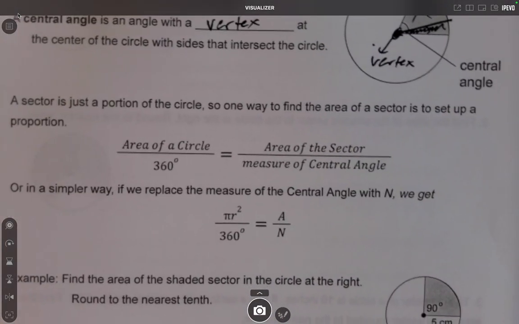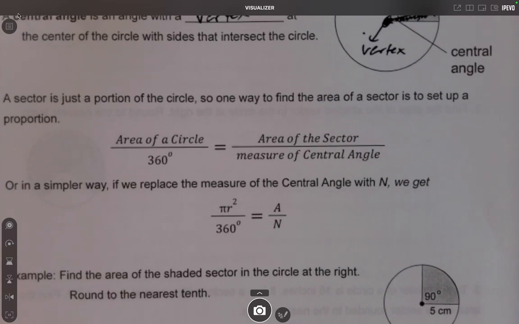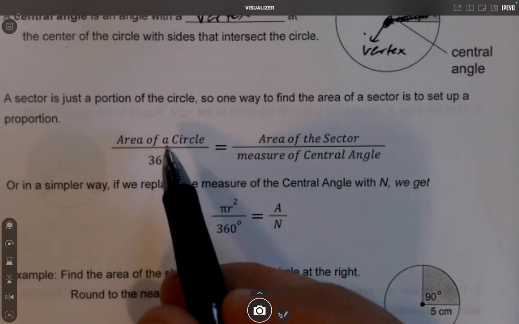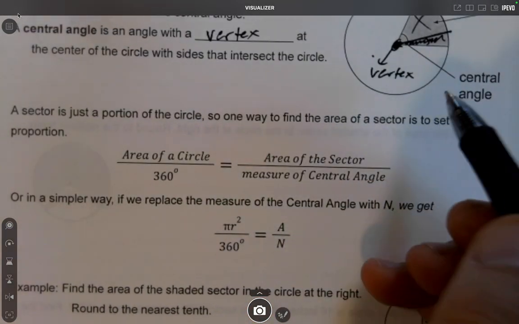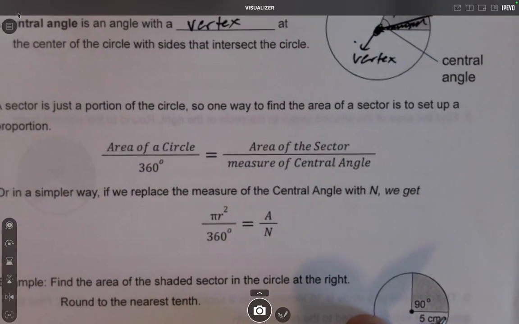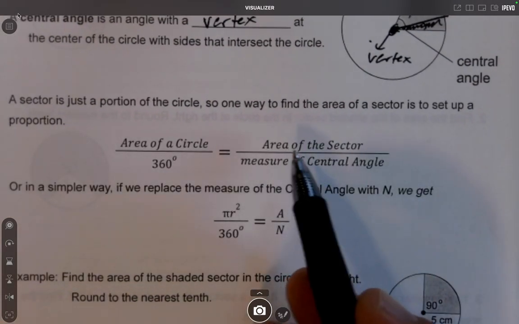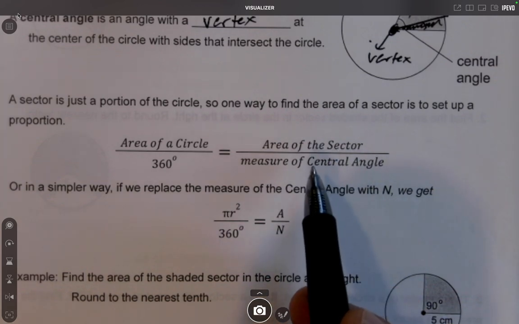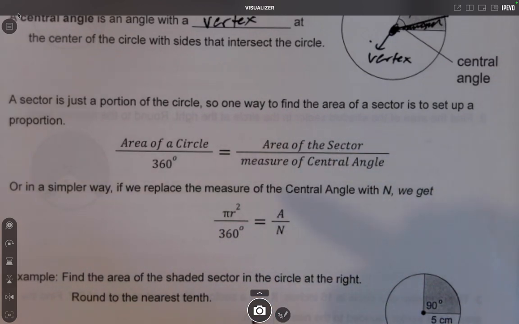So one way we can find the area of a sector is to set up a proportion. We already know how to find the area of a whole circle. And we know a whole circle, if we go all the way around, is 360 degrees. So they're wanting us to now find the area of the sector, of just part of the circle. And we're going to relate that to the measure of its central angle.